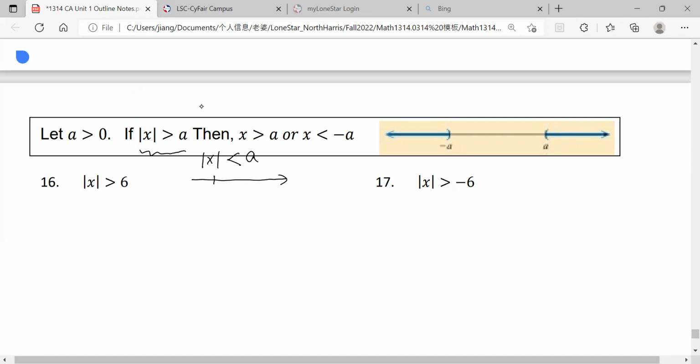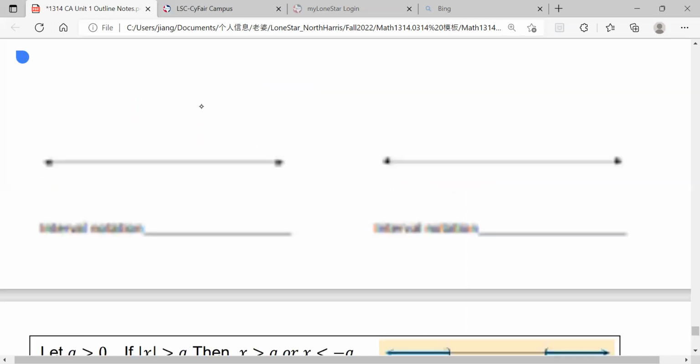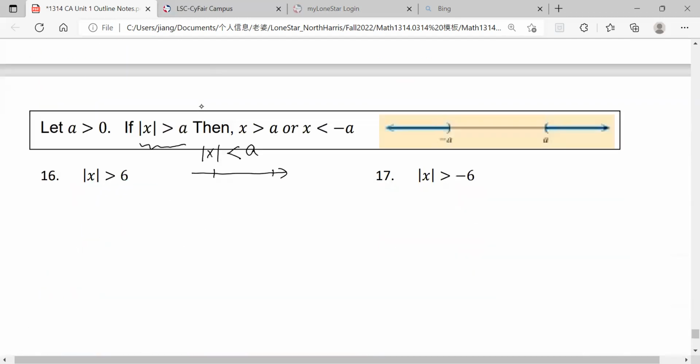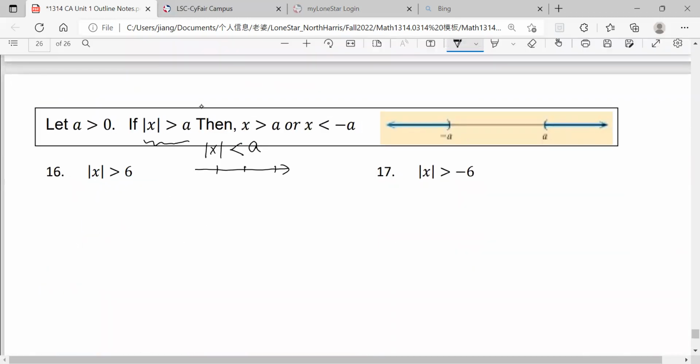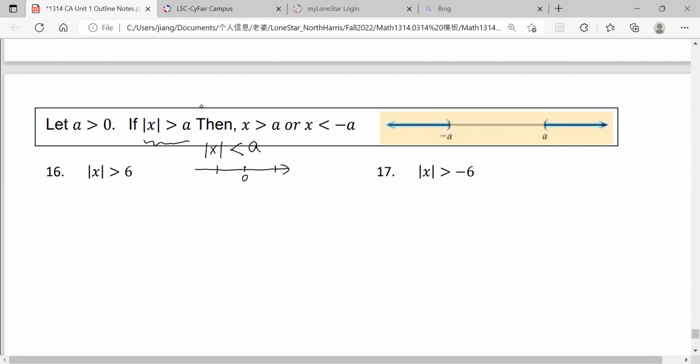that means the distance from x to 0 is less than a. So negative a, positive a. So x could be here.